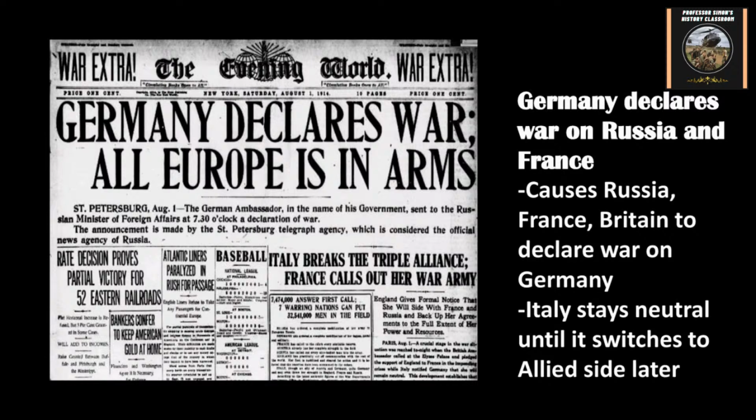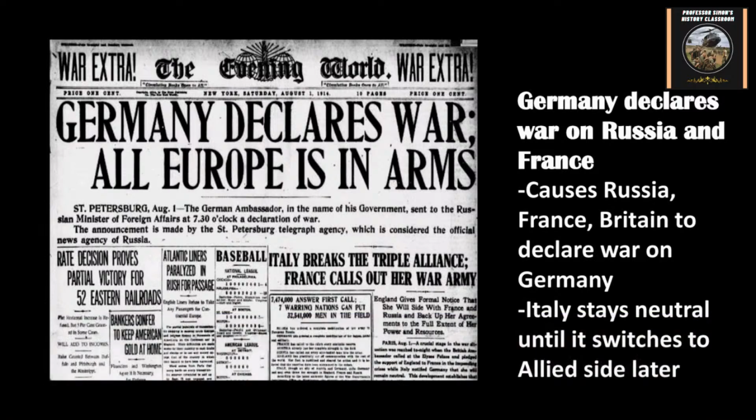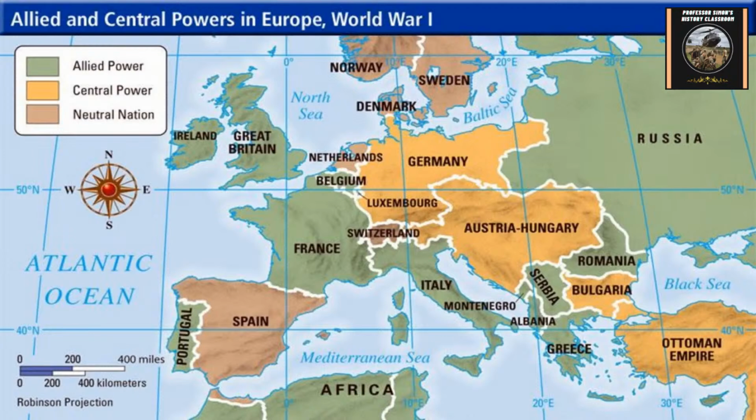So I think from August 1st to August 4th, those are really the dates when the war breaks out, because Germany declares war on Russia first, which I believe is August 1st, France on August 3rd, Belgium on August 4th, and Britain responds by declaring war on Germany on August 5th. So kind of a chain reaction right there, with the different powers responding.